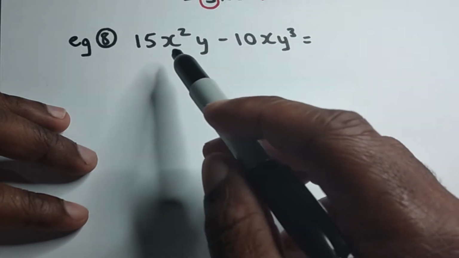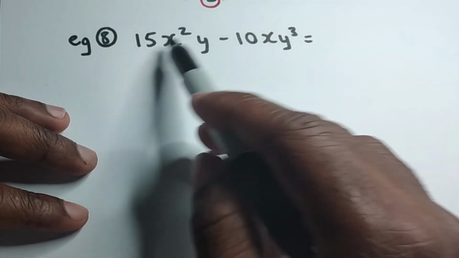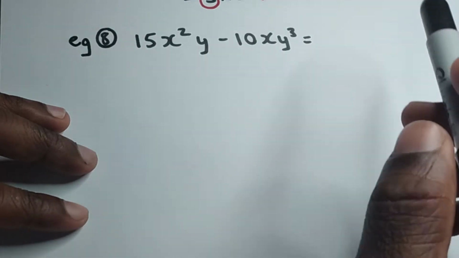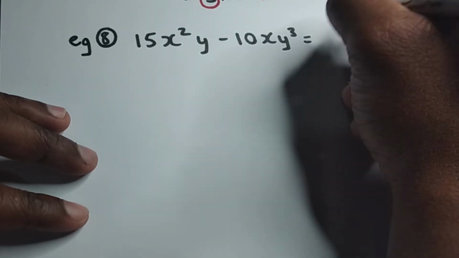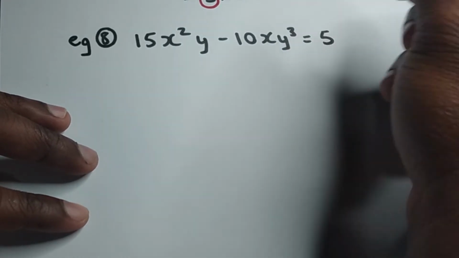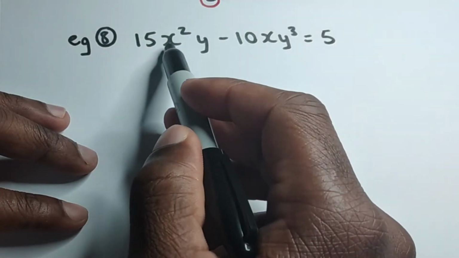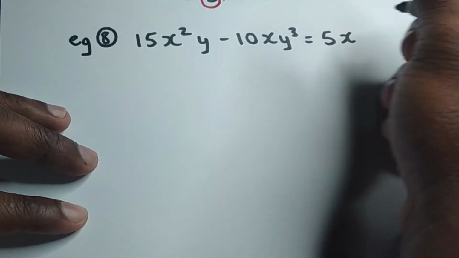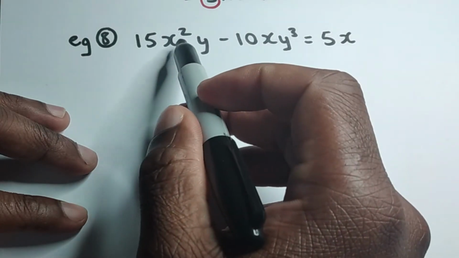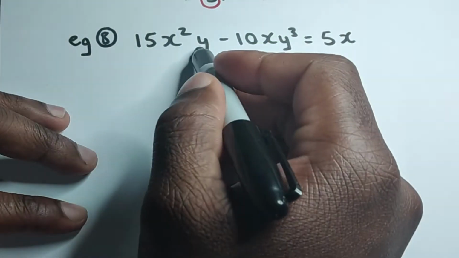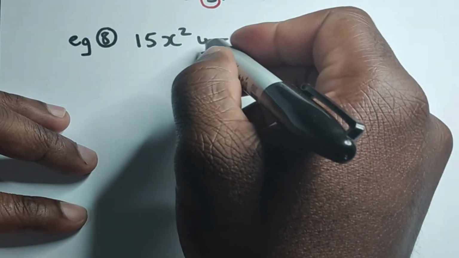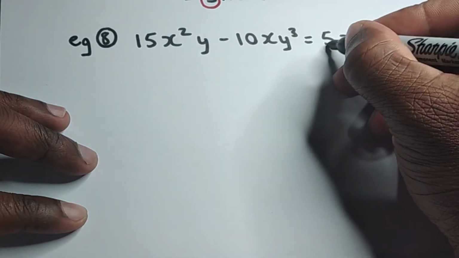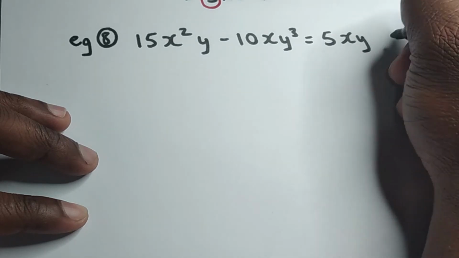So what we want to do now is to find, let's look at the numbers first. Now, what's the highest number that can go into both 15 and 10 without leaving a remainder? That number will be 5, alright? And again, let's look at what's common. We have x over here, we have x over here. So we know that we can get an x out of both these terms. And we see y over here, we have y cubed. So we can get a y out of both these terms. So we can factor out 5xy, alright?